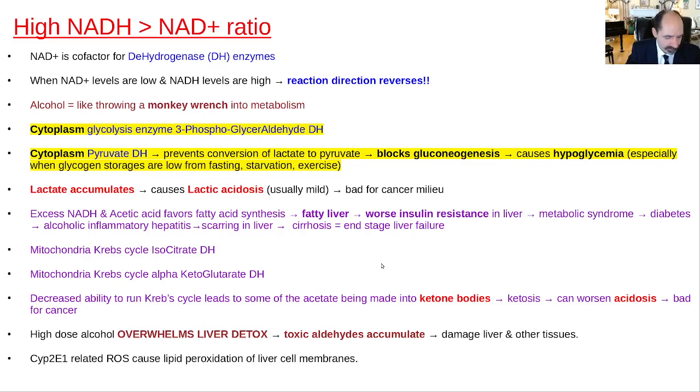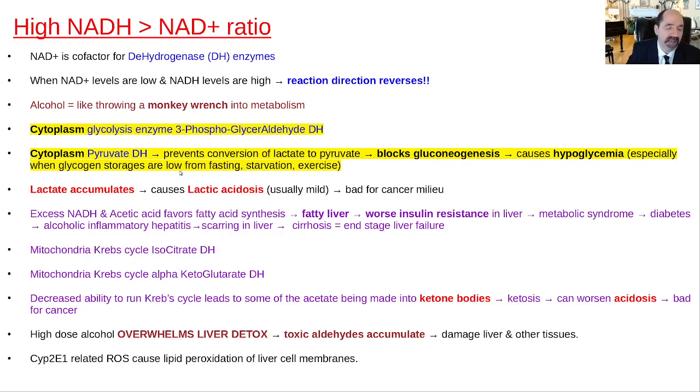Okay, just a couple thoughts on high NADH relative to NAD plus ratio. So we talked about that. The NAD plus is a cofactor. Pretty much all your dehydrogenase enzymes, the ones that are relevant to us, they're all going to have NAD plus as a cofactor, leading to NADH in the normal direction that we talk about for these reaction pathways. So like I said, alcohol is like throwing a monkey wrench into metabolism. We talked about the cytoplasm enzymes.